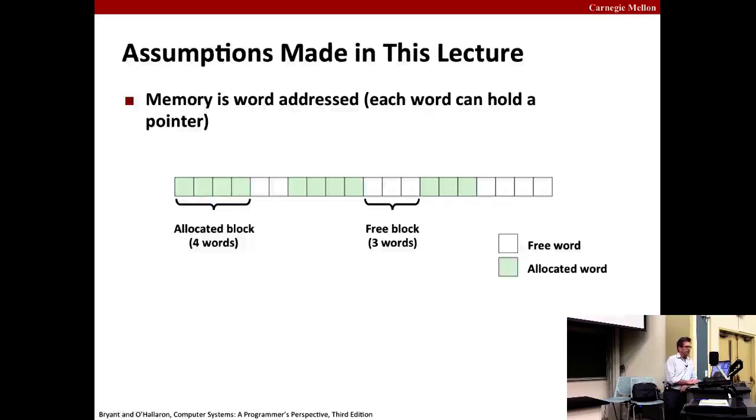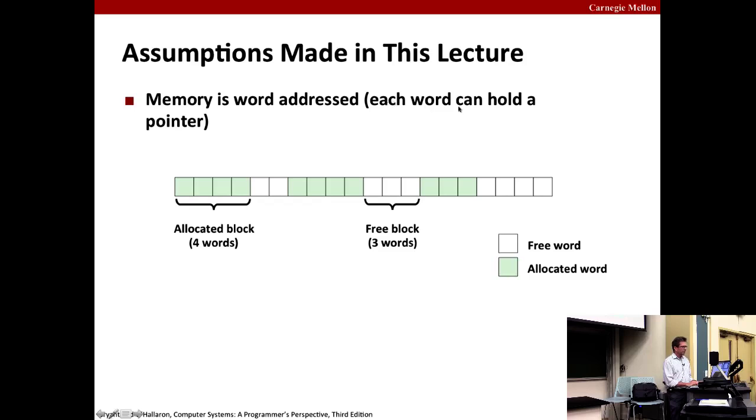Okay, so we're going to look today at how functions like malloc and free are implemented. We're going to make a few simplifying assumptions. Memory is byte addressed. We know that, but for the purposes of this lecture, we're going to assume that it's word addressed. So we're just going to look at word-sized units. And I'm going to assume that words are 4 bytes, so basically the size of an int.